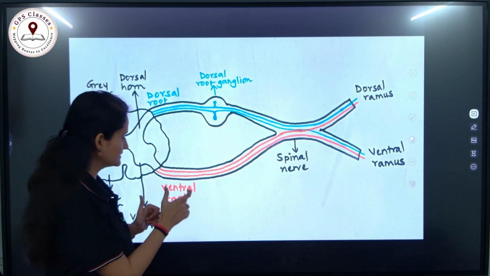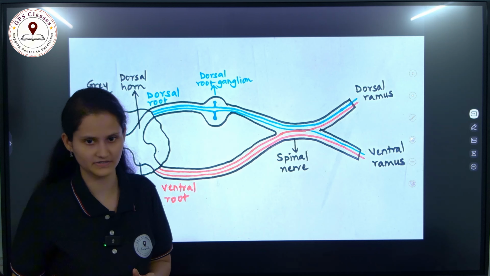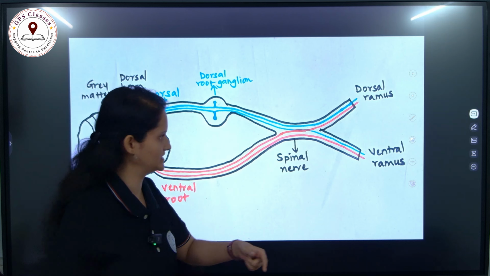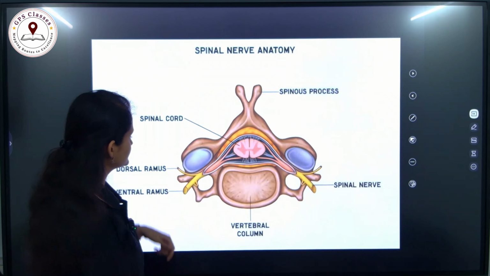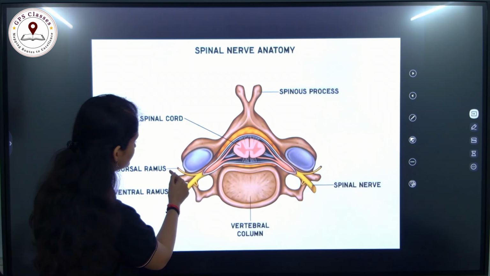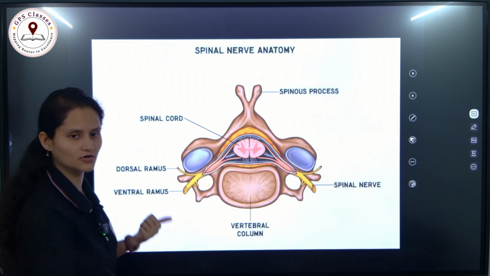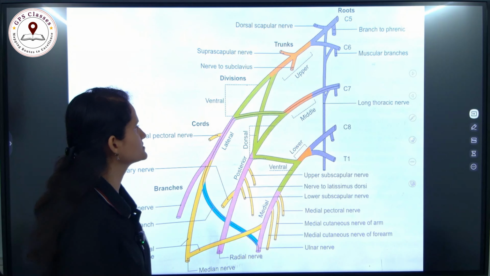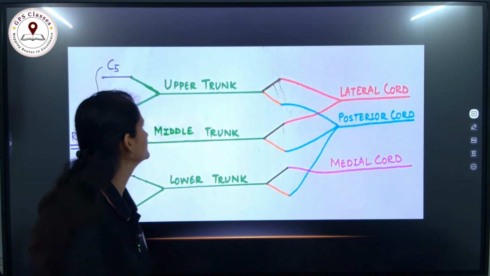Also remember that the ventral root will be joined by sympathetic fibers. This we will be requiring in clinical anatomy. This is what ramus means, the projection. The spinal nerve will give the ventral ramus ventrally and the dorsal ramus dorsally. This is the diagram that we see in BDC. So let's make it more simple.